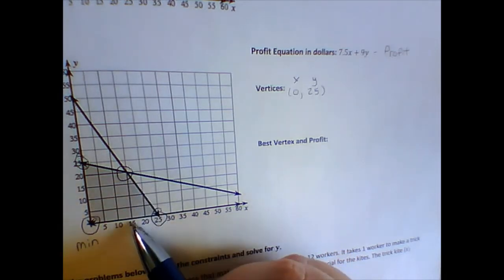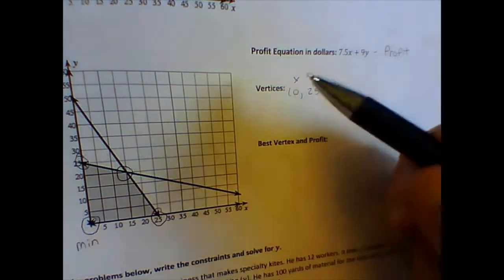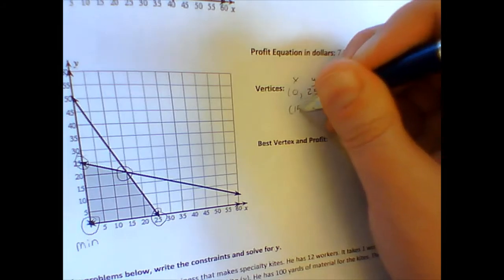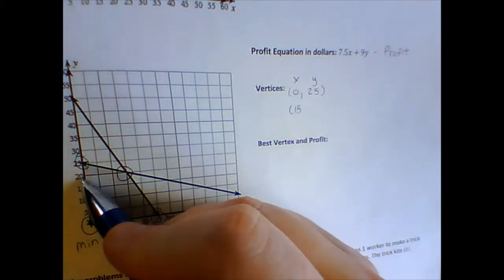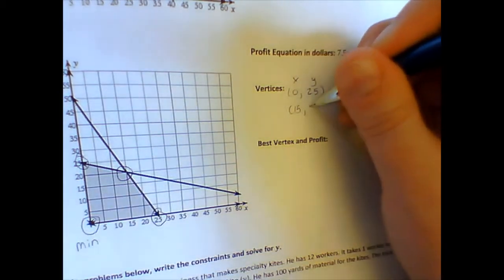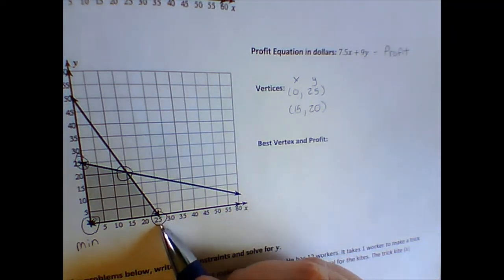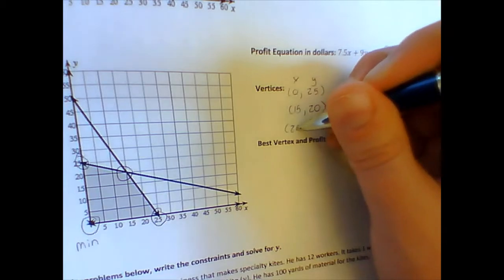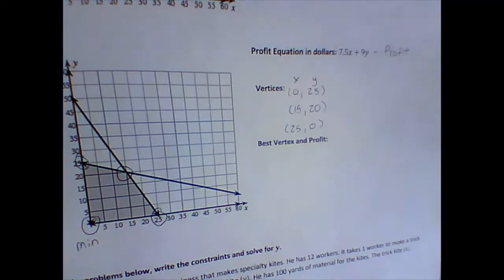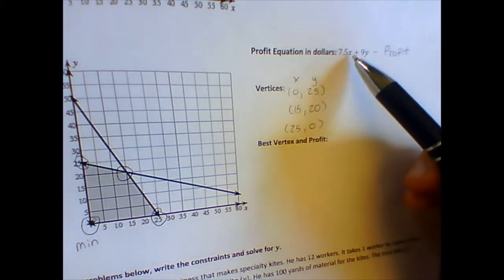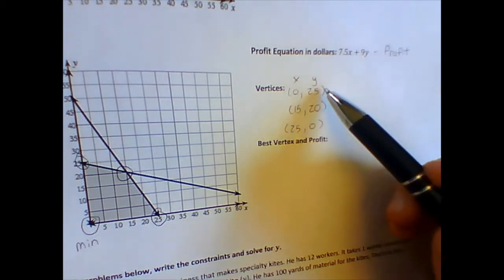X's need to move left and right. This point is 15 on the X. It's 15 to the right. And then if you look at how tall it is, that's one way of looking at Y: how tall is it? How high is it? So it's at a 20. And this guy down here is on the X-axis, so he's at 25. And he doesn't have any height, so he's at 0. All right, we've got the 3 corners where we might make the most money.